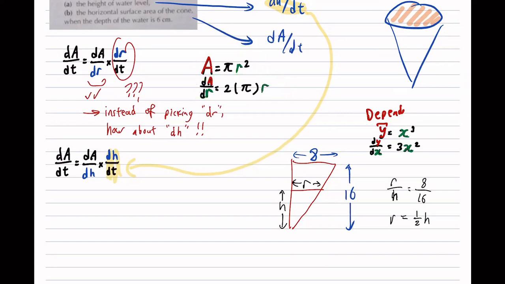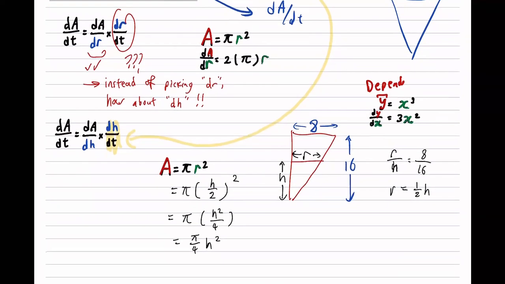But what if we made our life a little bit more difficult? I just replace the r squared with (half h) squared. Can I do that? Of course I can. Then what do I get? Let's just work it out first. h squared over 2 squared is 4, so it's pi over 4 h squared. Is it clear? Pi over 4 h squared?